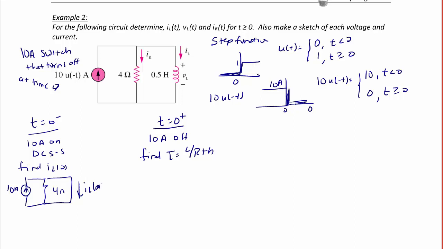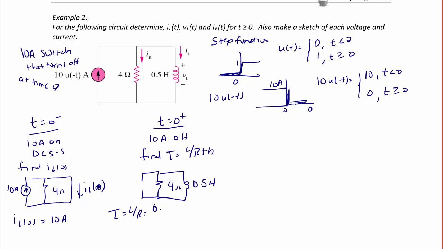So IL of 0 is equal to 10 amps because current follows the path of least resistance. To find tau, the current source is now gone, and the way we turn off a current source is we make it a break or an open circuit. So I have 4 ohms and 0.5 Henry. Since tau is equal to L over R, that is 0.5 divided by 4. So tau is 0.125 seconds.